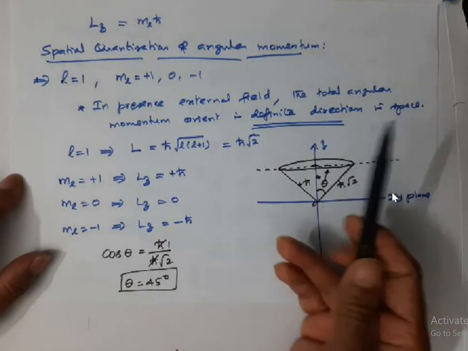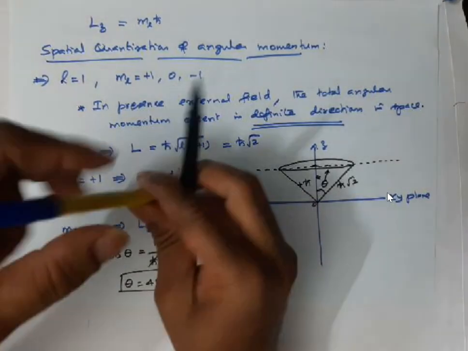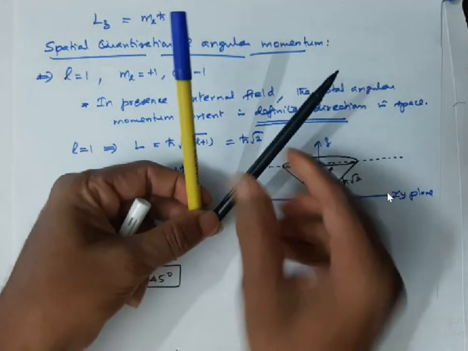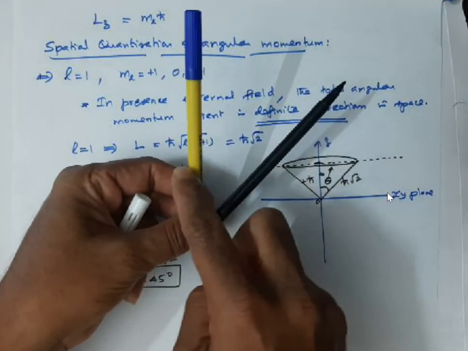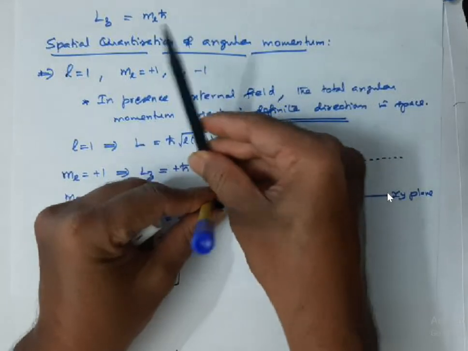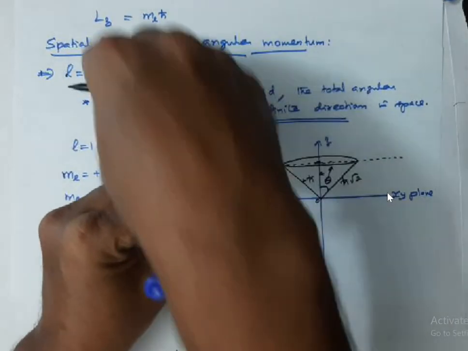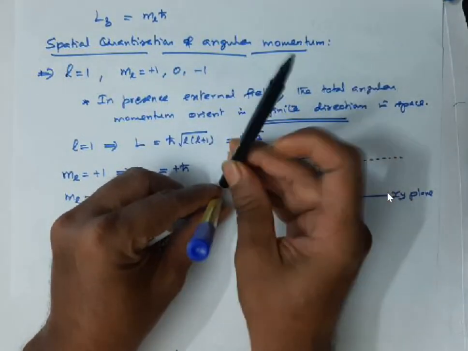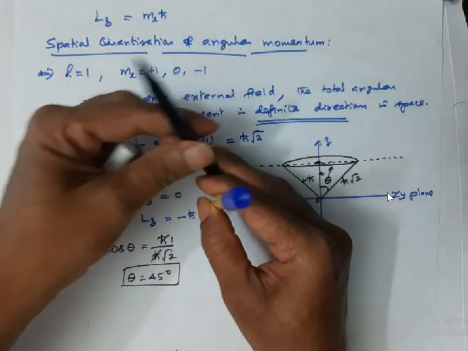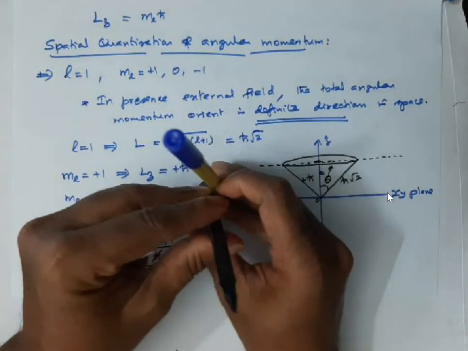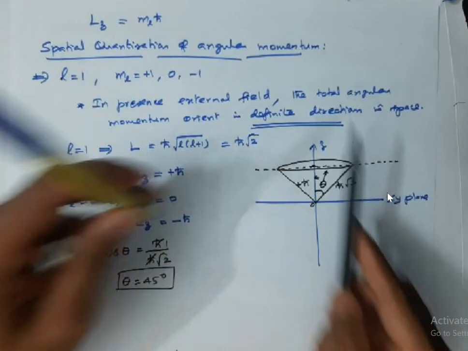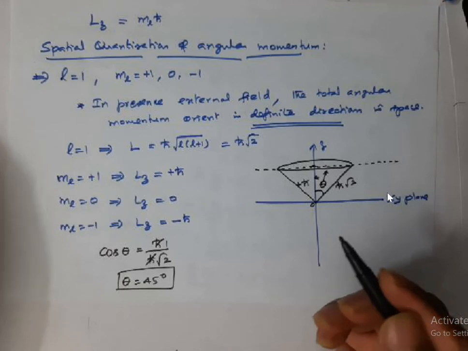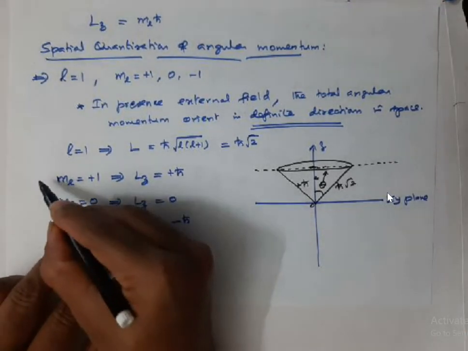See, this is the z axis. Let me take this as the z axis, and this is your total angular momentum. Let the angle between the z axis and the total angular momentum be 45 degrees. Now this total angular momentum will precess about the z axis like this. I think you can easily understand this. It will appear like an upward cone. So this is for ml equal to plus 1.